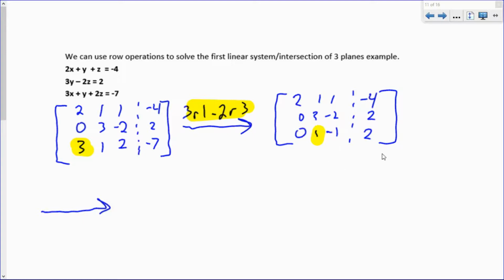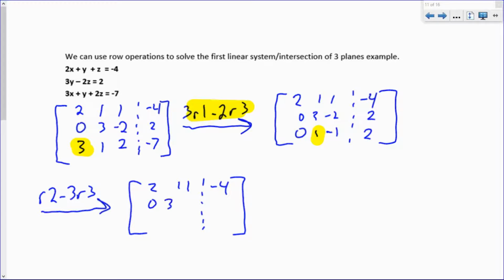So to do that, I would then go row 2 subtract 3 times row 3. So row 3 is the one that's going to change. The other rows will stay exactly the same. And when I do that, I get 0, 0, 1, negative 4.